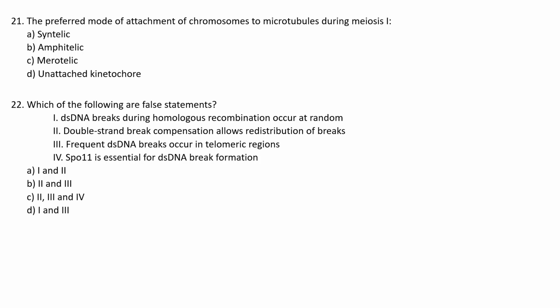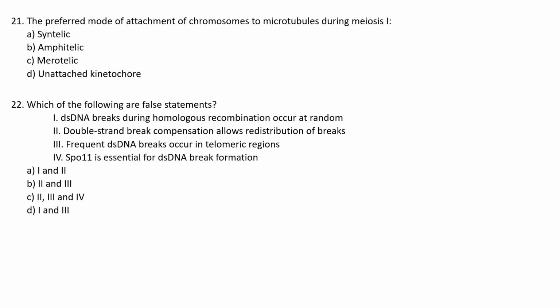The first one is ds-DNA breaks during homologous recombination occur at random. This is actually a false statement. Why? Because it was explained in the coursework that there are many processes that regulate meiosis, to make sure that there are not too many ds-DNA breaks that cannot be correctly repaired. Where the ds-DNA breaks occur is not random. There are some loci, some hot spots where it occurs, and particularly it's inhibited in the telomeric region and in the centromere proximal regions.